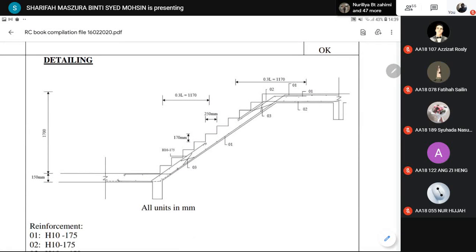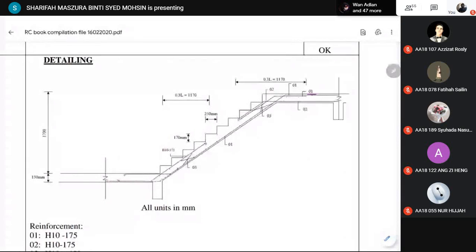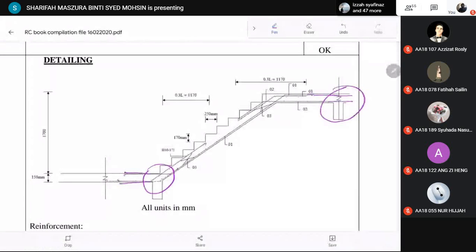The reinforcement at the top part continues up to 1/3 of the total span of the flight. And as we can see, this reinforcement will go into the other slab beyond the support. So it's considered continuous. So that is for the first example.